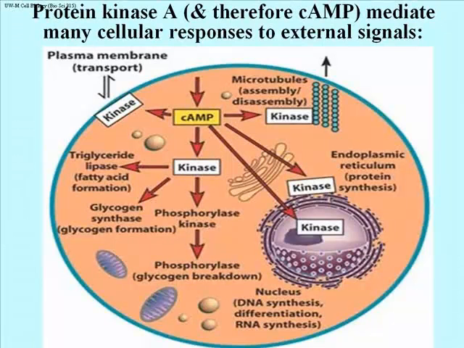This slide simply summarizes many of the cyclic AMP and therefore protein kinase A-mediated cell responses, including changing plasma membrane permeability to specific molecules, remodeling the cytoskeleton to change cell shape, activating transcription factors in the nucleus to regulate gene expression, and even regulating protein synthesis on the rough endoplasmic reticulum, not to mention a few others.